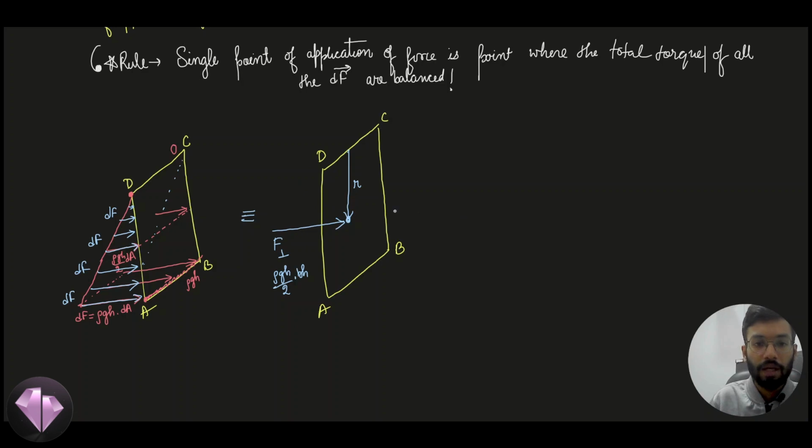Push force, right? But what is this R? We need to find what is this R. At which point is the net force applied, so that the torques of all the small forces are balanced by this net total F perpendicular force? So let's balance out the torques. So what are we going to do? We are going to balance the torques.